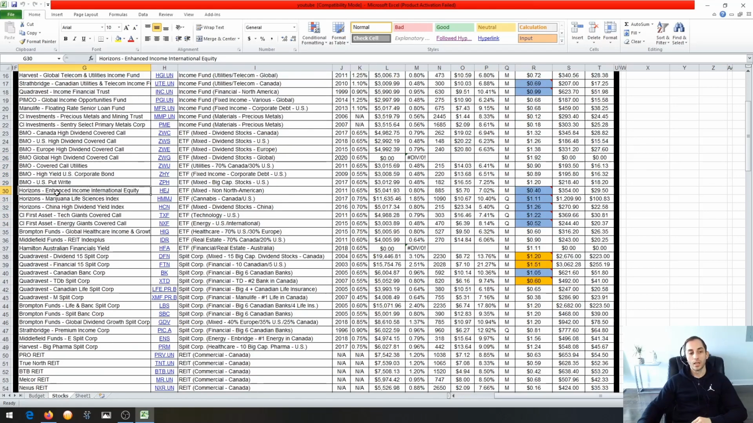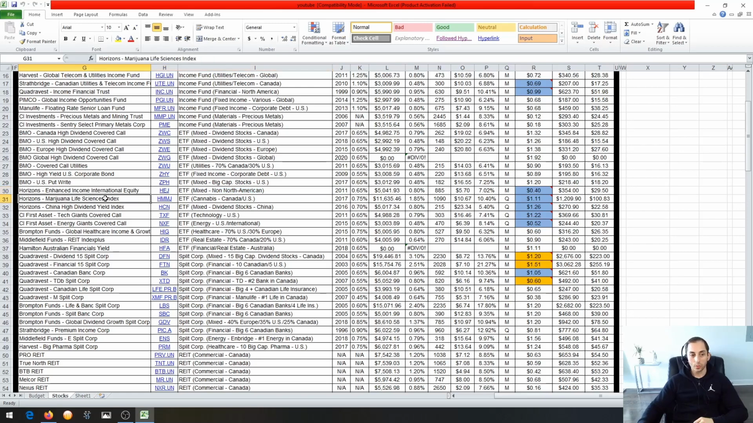So the next couple of ETFs are from a company called Horizons. First one is called the Enhanced Income International Equity ETF. So this is mixed sectors, and this is non-North American. So a really good way to get non-Canada and non-US exposure, so international companies.